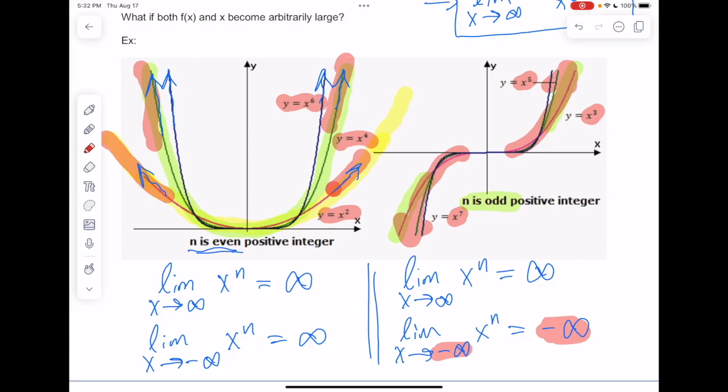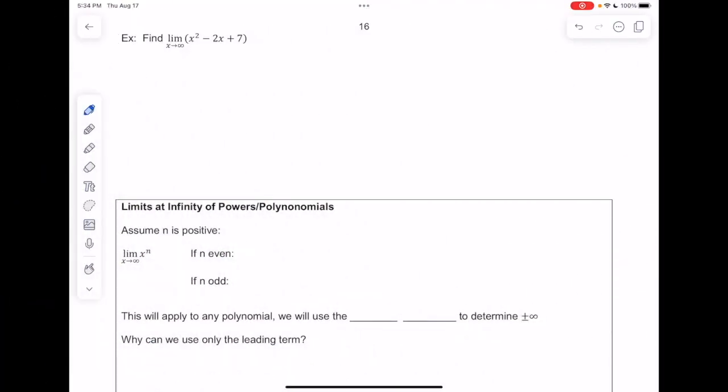So we're going to use those ideas to continue to explore end behavior of functions. All right, let's go ahead and look at some more examples where we're looking at the limit as x goes to either infinity or positive infinity. Let's look at the limit as x goes to infinity of x squared minus 2x plus 7.